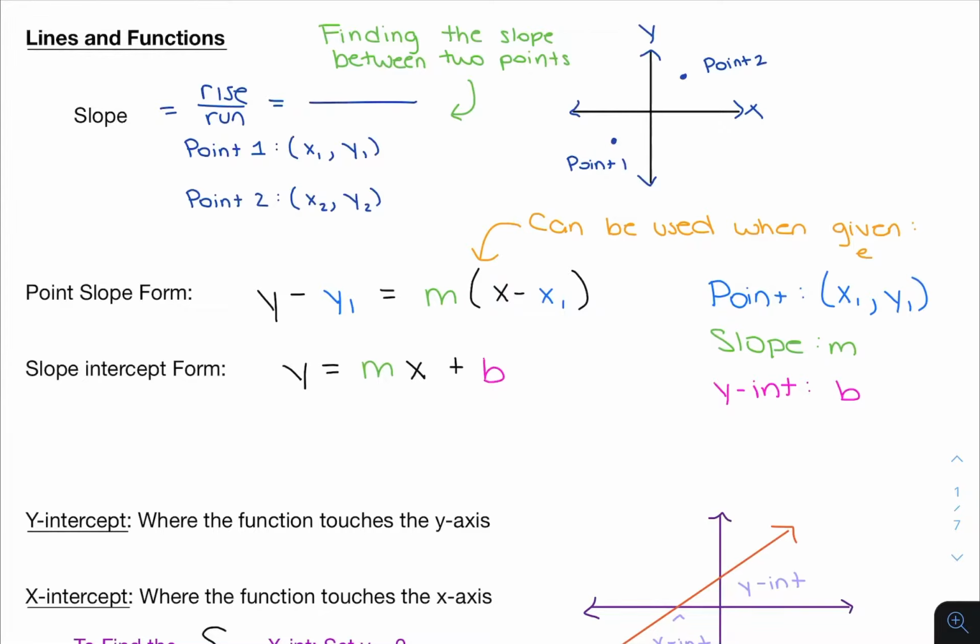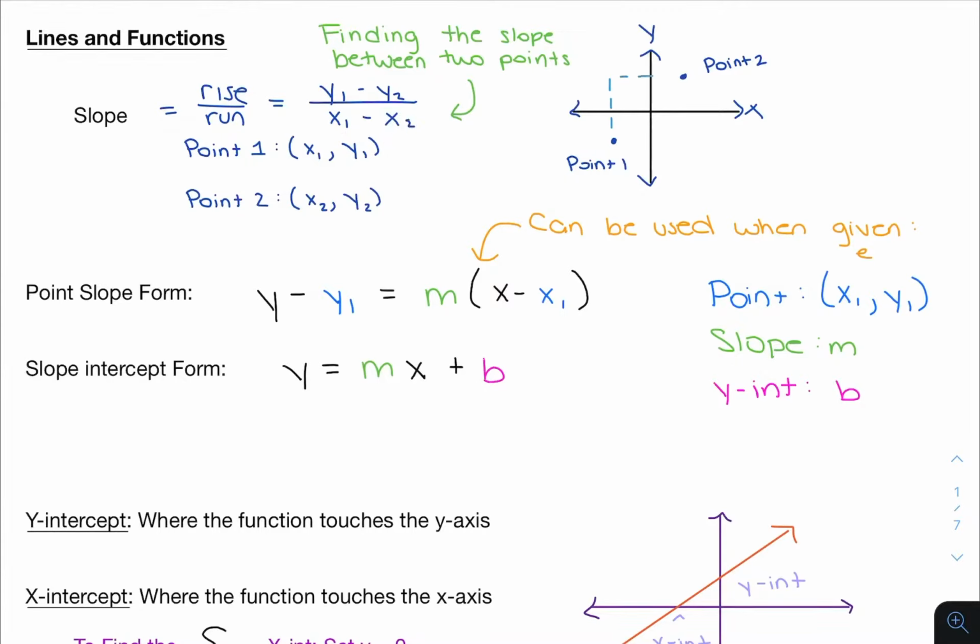So since we said that rise represents our y-axis, we can take our y values for our 2 points and subtract them to find the difference. So we would have y1 minus y2, and that would give us how much our rise is. And to find our run, all we have to do is take the difference between our x values. So we can subtract x1 minus x2.